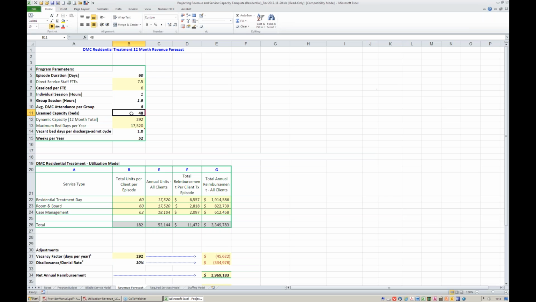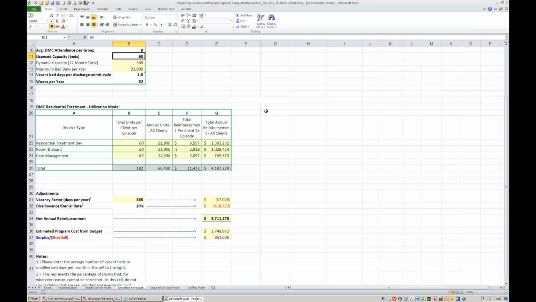We can't just change these things willy-nilly, because if you say, well, we've got 60 beds, there's a lot more money there, if you notice that. But also, you're going to need to change the budget as well, because you're going to need more staff to handle 60 clients at any given time. But again, for example, you do have 60 beds, but 12 of them are in an AB 109 contract, let's say, and the 48 are in drug Medi-Cal in the same house.